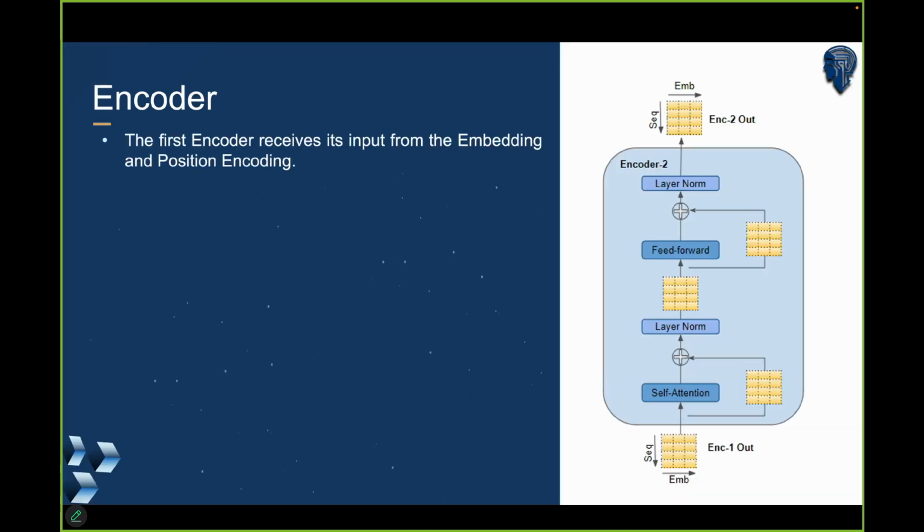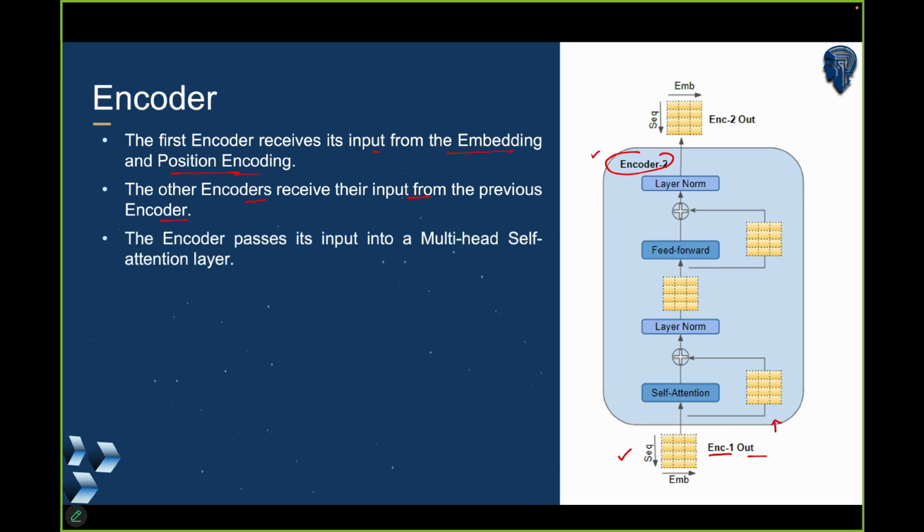Now, the first encoder in the stack receives its input from the embedding and positional encoding. This is encoder number 2 in the stack. So the first encoder will receive input from the embedding and positional encoding. Then other encoders receive their input from the previous encoder. So this is in the middle. Let's say we are talking about encoder number n. This encoder receives input from the previous encoder, that is, encoder 1's output goes as input to the second encoder.